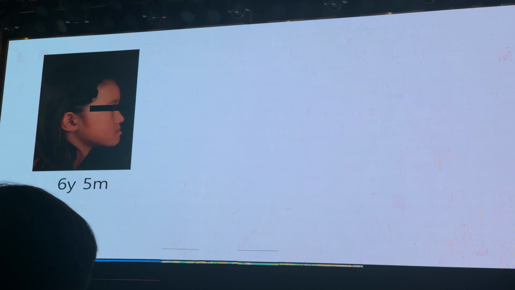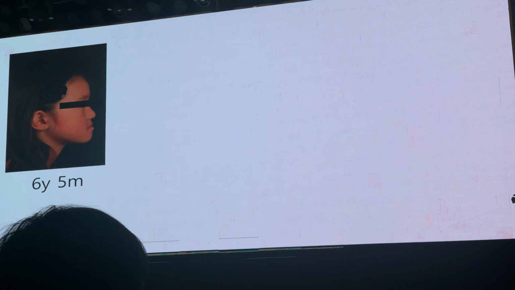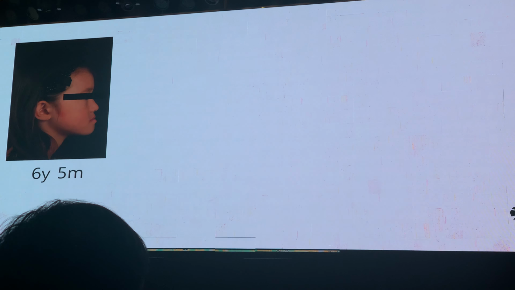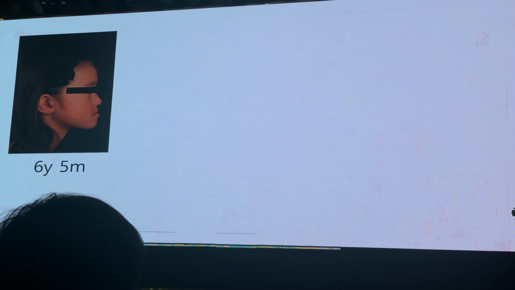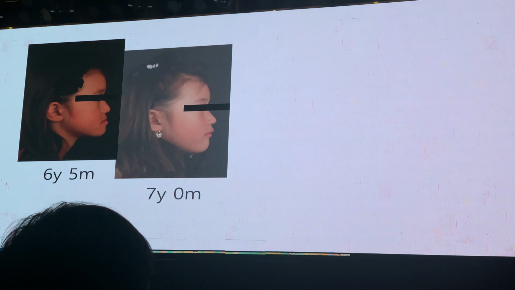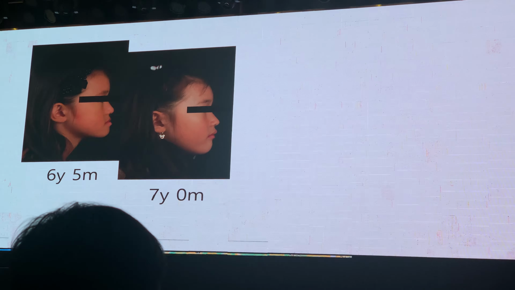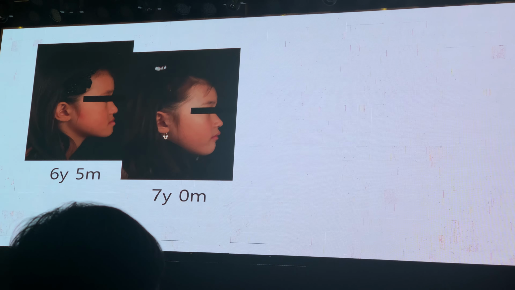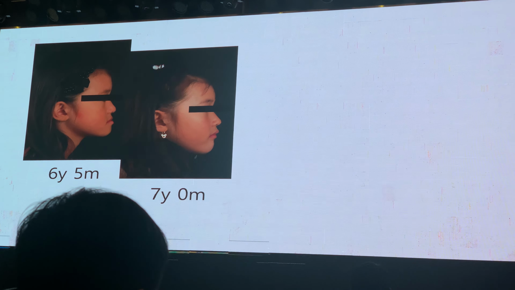A 6 years, 5 months old female patient came to my office one day with a chief complaint of maxillary deficiency. So I put bone anchored appliance and face mask on her face and asked her to wear this just for nighttime. After 8 months, I had very impressive, significant improvement from this treatment. She started wearing earrings, hairband, so she had some confidence in her appearance.